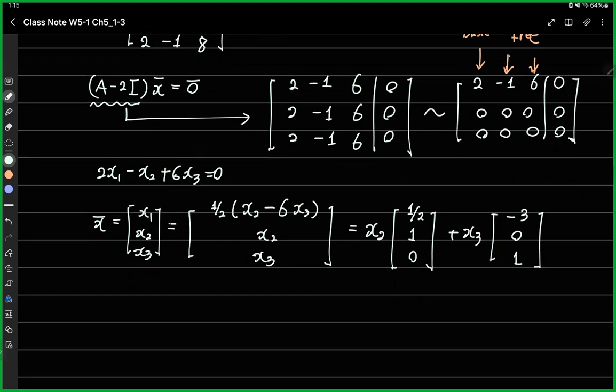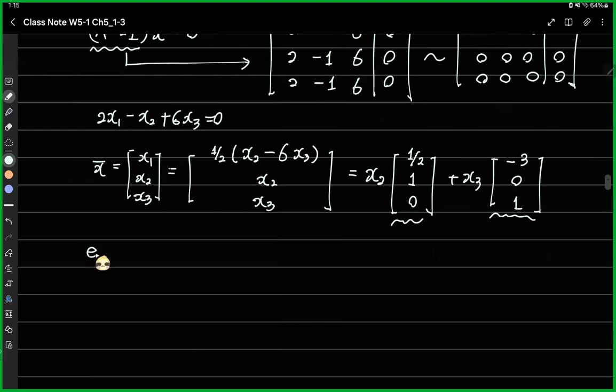So what does that mean? This is the general solution, right? So the eigenvector will be generated by 2 column vectors. It means that the eigenspace must be the span of these 2 vectors, isn't it? Right? So the eigenspace is equal to the span of what?